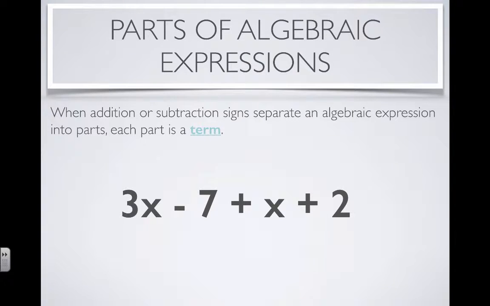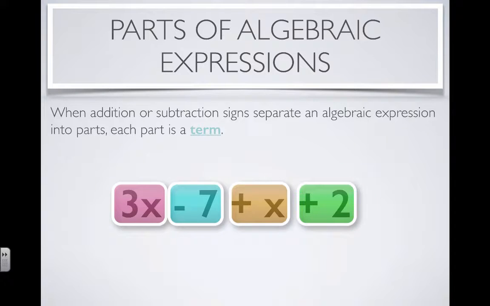Let's take a look at this algebraic expression. It says that terms are separated by plus signs or minus signs. So when we look at this expression, we see four terms. Here, here, here, and here.